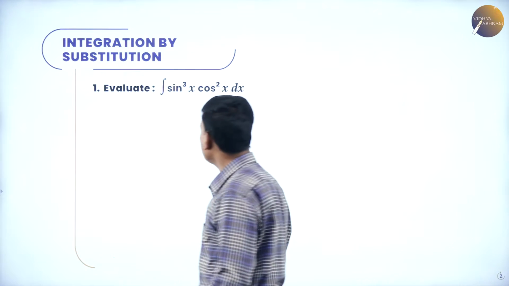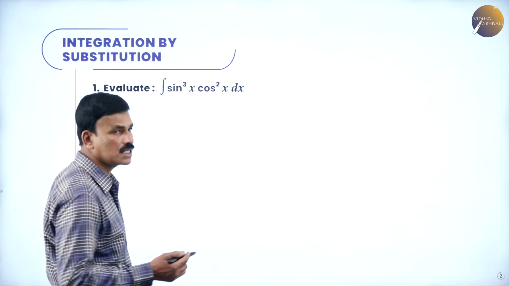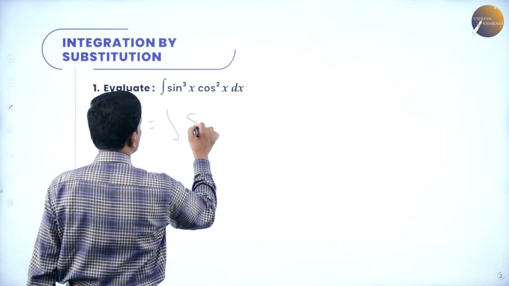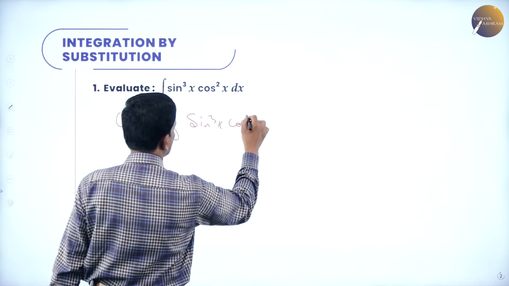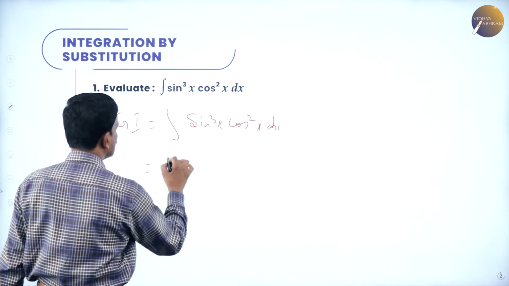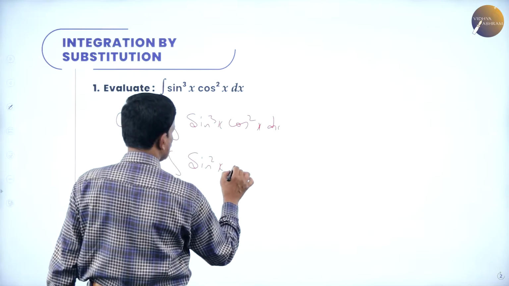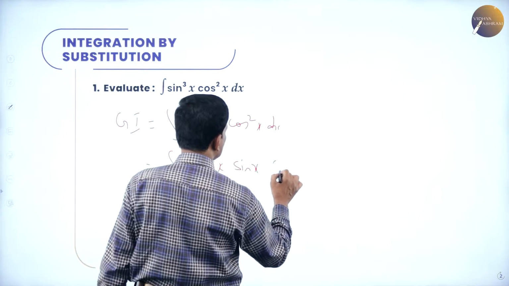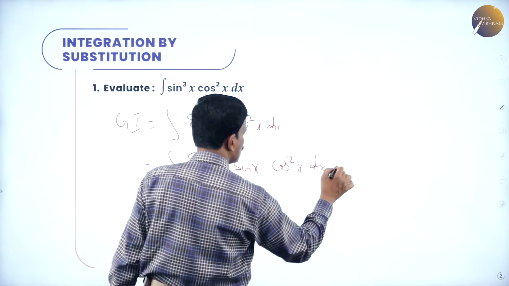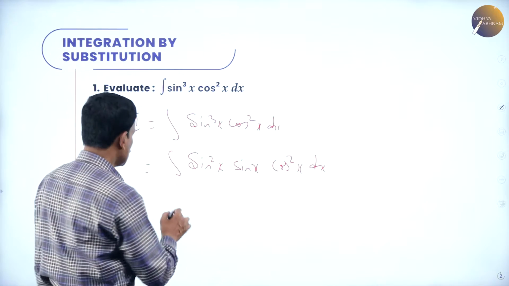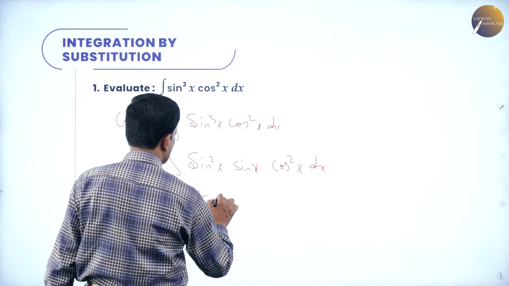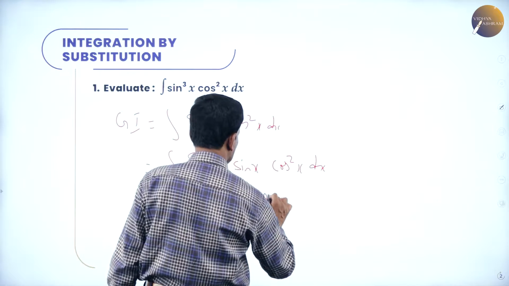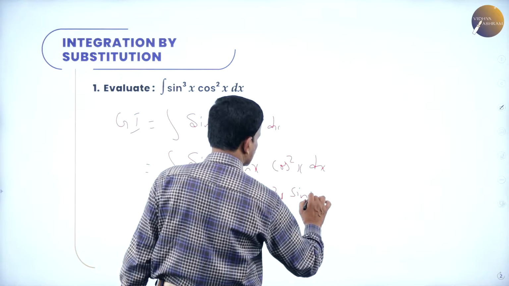Evaluate integral of sin cube x into cos square x dx. Now how to evaluate? So this given integral can be written as integral of sin cube x into cos square x dx. Now let us split this. Sin cube can be written as sin square x into sin x into cos square x dx. Now sin square can be written as 1 minus cos square x into sin x into cos square x into sin x dx.